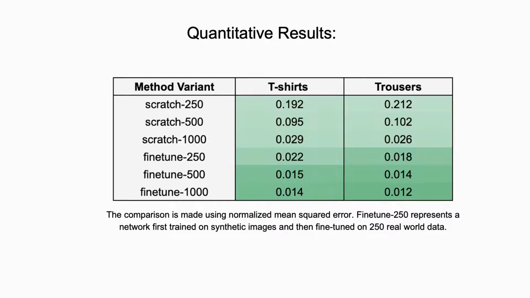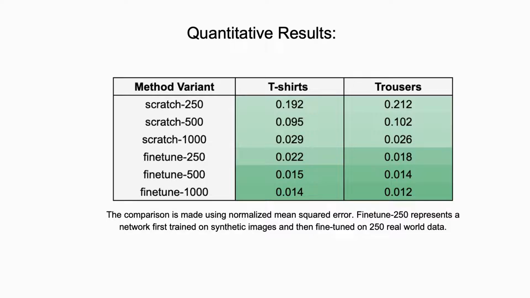The landmark detection network is evaluated quantitatively using the normalized mean squared error. We trained our model with 250, 500 and 1000 real-world training images in Scratch and fine-tune settings. A fine-tune setting represents a model first trained on 5000 synthetic images and then fine-tuned on real-world data.